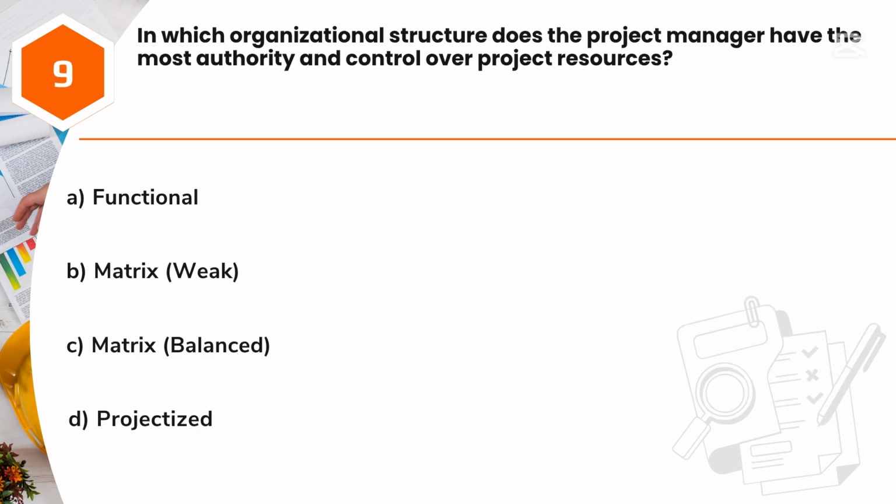It's a living document that helps project teams proactively manage uncertainties. Question 9. In which organizational structure does the project manager have the most authority and control over project resources? A. Functional. B. Matrix, weak. C. Matrix, balanced. D. Projectized.